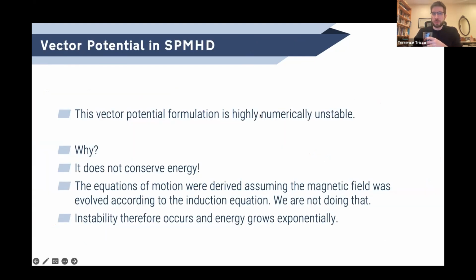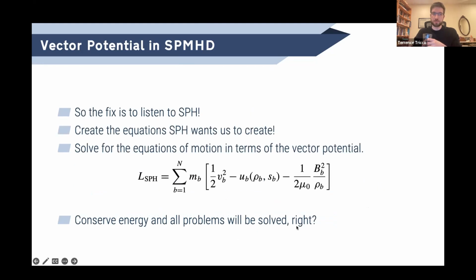So this vector potential formulation is highly numerically unstable. The problem is that it does not conserve energy. And we can understand this in the fact that the equations of motion were derived assuming the magnetic fields evolve according to the induction equation, which is what I showed earlier. We are not doing that. We are evolving the magnetic field using the vector potential and using a mismatched set of equations of motion. So therefore, you get numerical instability, energy grows exponentially.